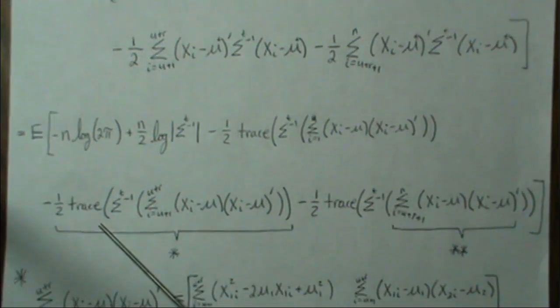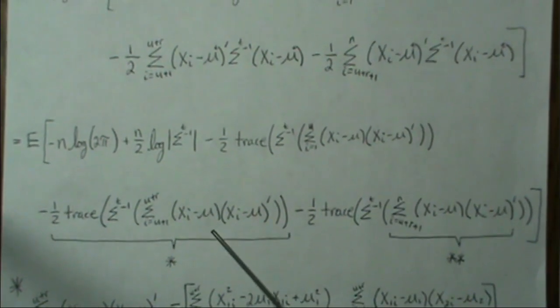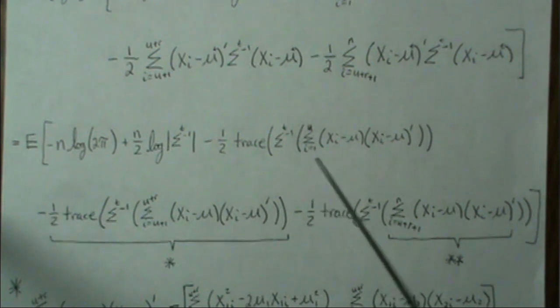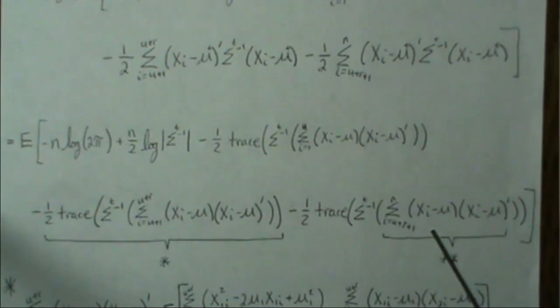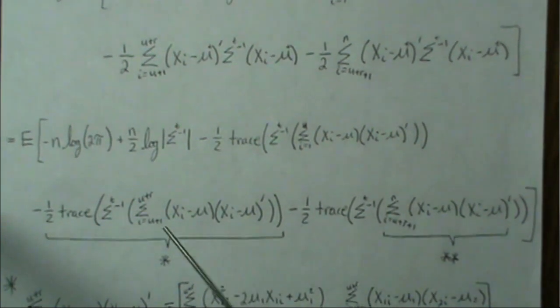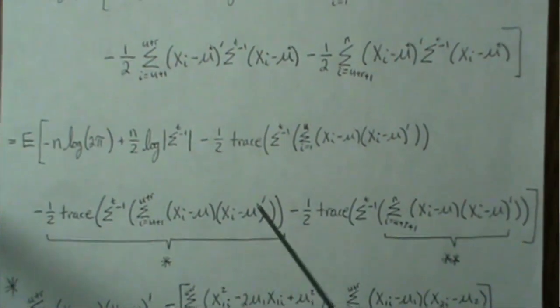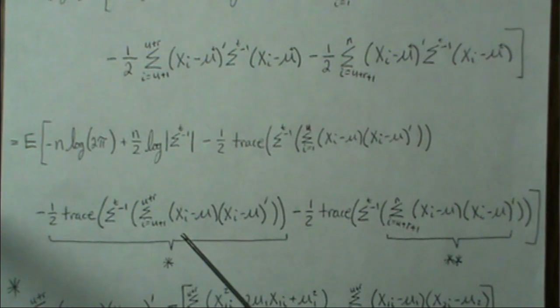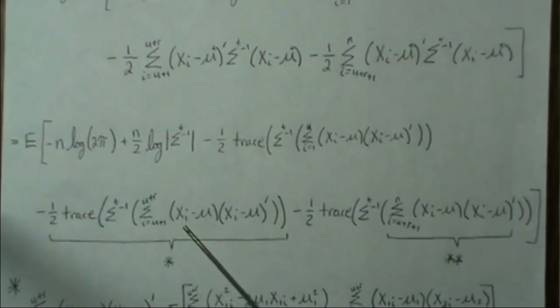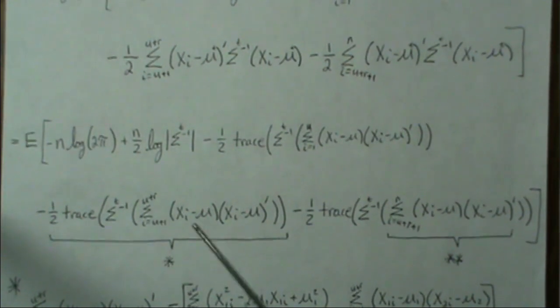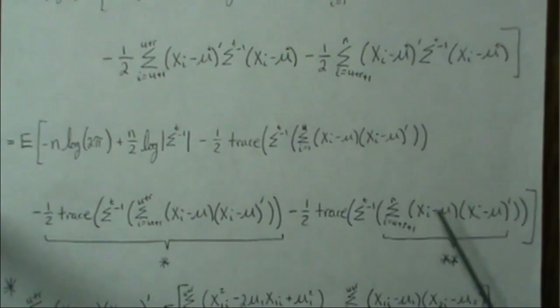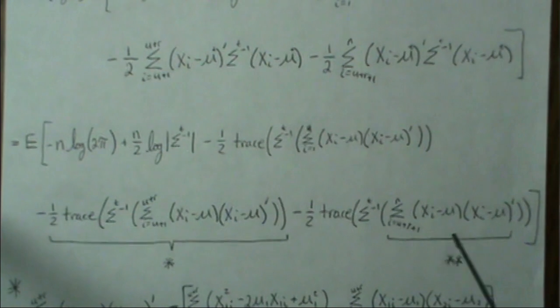And then you take the trace of each of those. Now, this is the first section where everything is observed. This is the second, this is the third. So we're going to rewrite this matrix here to highlight the fact that we don't know the first observation. Okay, so this star is actually going to be this section, and the double star is this section.